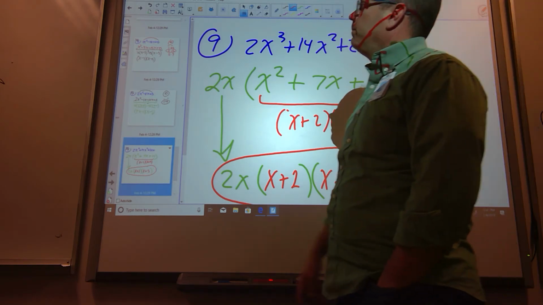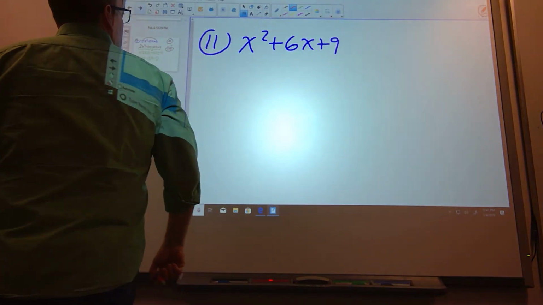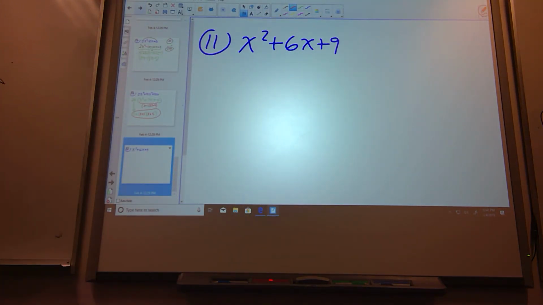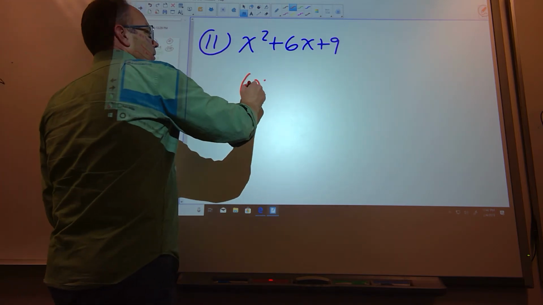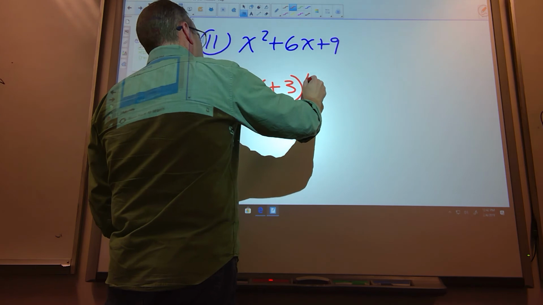Number 9. What do you think? Can I do it the logical way? What do you think? Both signs have to be positive. Do you agree? What's going to work? Yeah, x plus 3, x plus 3. This one just factors to this.